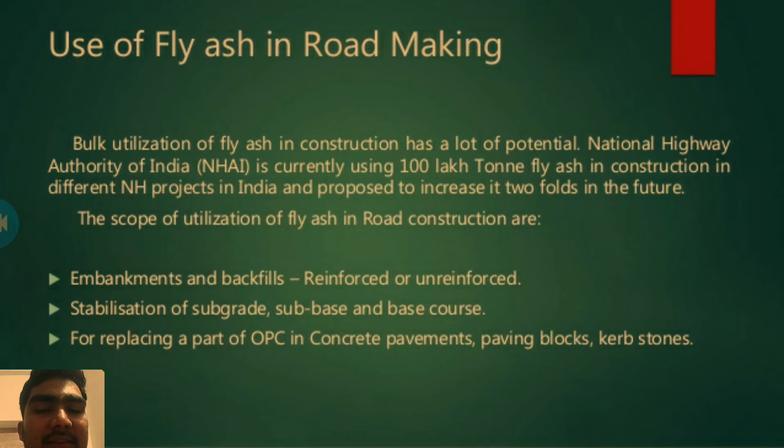Use of fly ash in road making. Bulk utilization in construction has a lot of potential, and the National Highways Authority of India, NHAI, is currently using 100 lakh tons of fly ash in the construction of different national highway projects in India, and proposes to increase it twofold. Utilizations of fly ash in road construction are, firstly, embankment and backfill, both reinforced and unreinforced. Second is stabilization of subbase and base course, given in the next figure. Third, replacing part of OPC in concrete pavement, pavement blocks and curb stones.